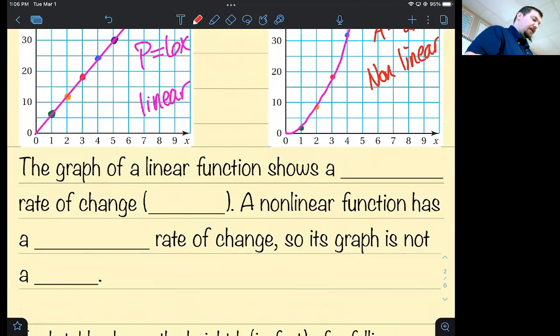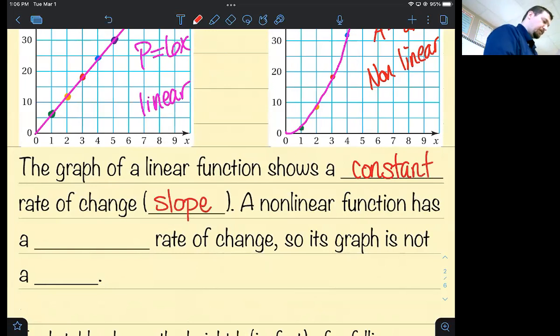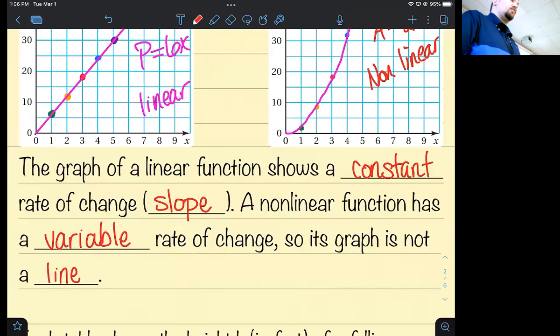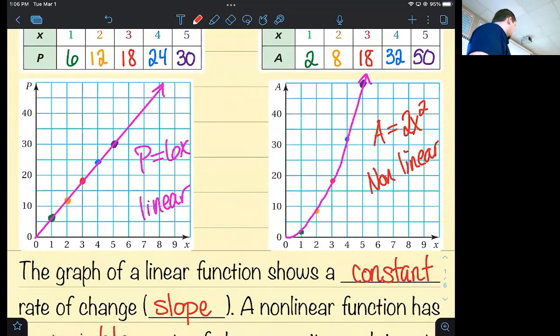And so the graph of a linear function shows a constant rate of change. That means it's going to have that constant slope, right? A nonlinear function has a variable rate of change, so its graph is not a line. Some sort of curve. Could be a parabola, like this half a curve we see here as part of a parabola. It may not be a parabola. Maybe you're doing something to the third power, x to the third power, fourth power.